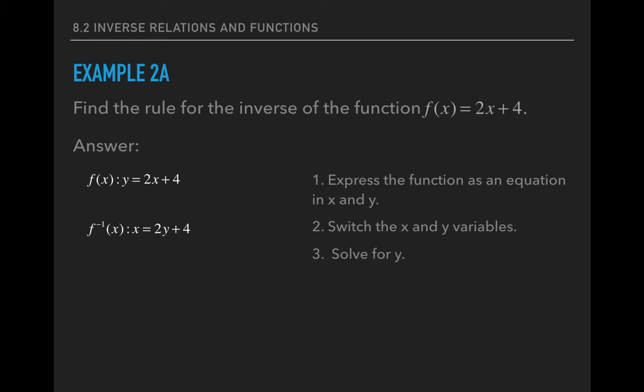Now, step 3, the final step, is to solve the inverse for y. To do that, you would want to subtract 4 from each side. And then to get y all by itself, you'll divide by 2. If I simplify that, I'll have y equals 1/2 x minus 2. That is the inverse of my function f.